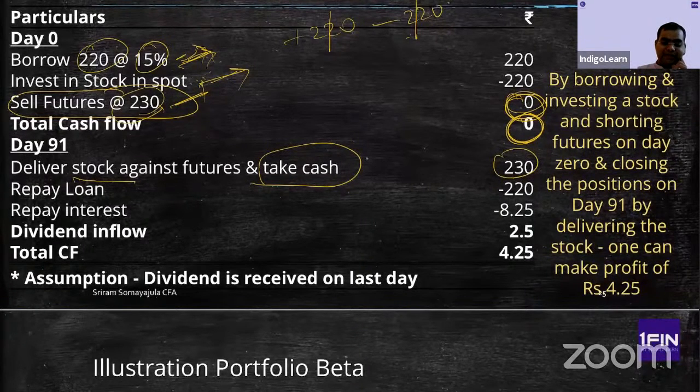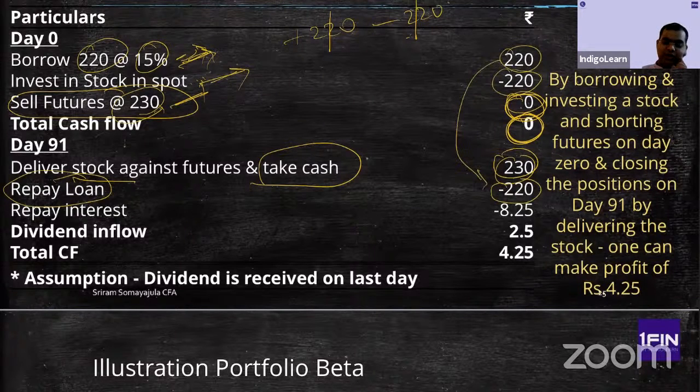Now, you basically purchased the stock, and that stock you are now giving delivery of. What happens? You still have to repay the loan. Out of this 230 rupees, you repay the loan of 220. You took a loan of 220, right? You repay that 220. But you also have to repay interest. How much is the interest? 220 into 15% into 3 by 12, or 91 by 365. Whichever you do, you'll get around 8.25. So along with the repayment of principal, you're also repaying interest.